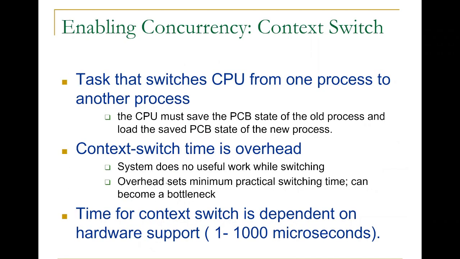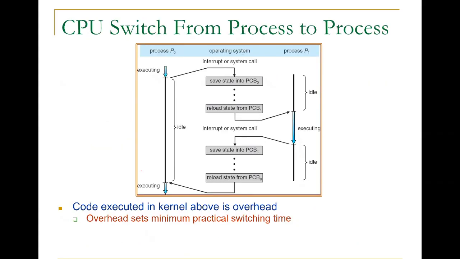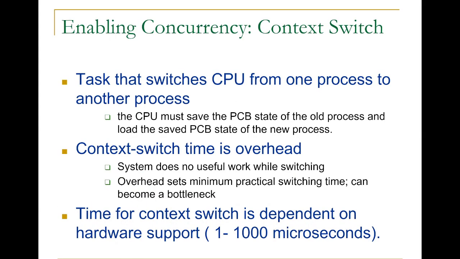Now let's look at the term context switching. Remember that we have multiple processes working with only a single CPU. Even if it's multiple CPUs, the processes are always much more than the CPUs. So there needs to be a way to switch out one process and load up another process. A context switch is the task that switches the CPU from one process to another process. That means the CPU has to be given different tasks.